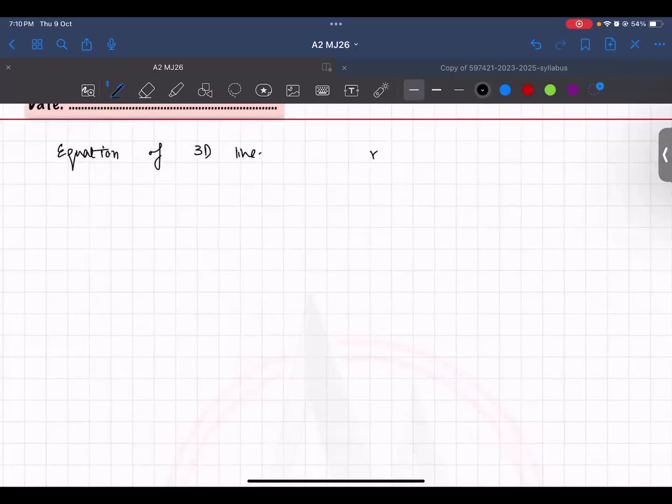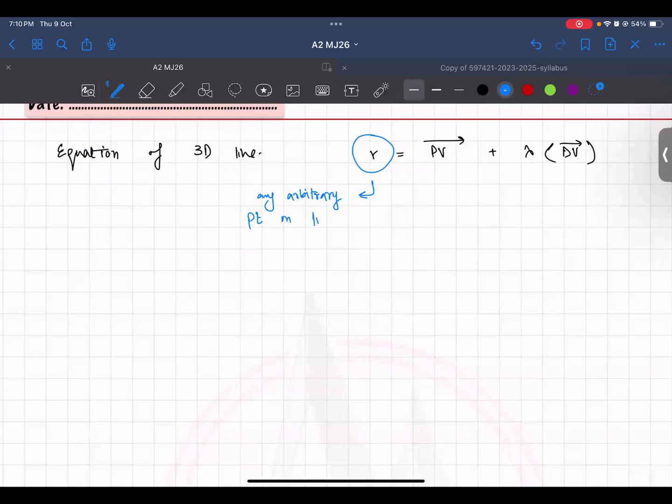The general form is r equals the position vector on the line plus the parameter times the direction vector on the line. r is any arbitrary 3D point on that 3D line. The position vector is one point that you know is on that line.